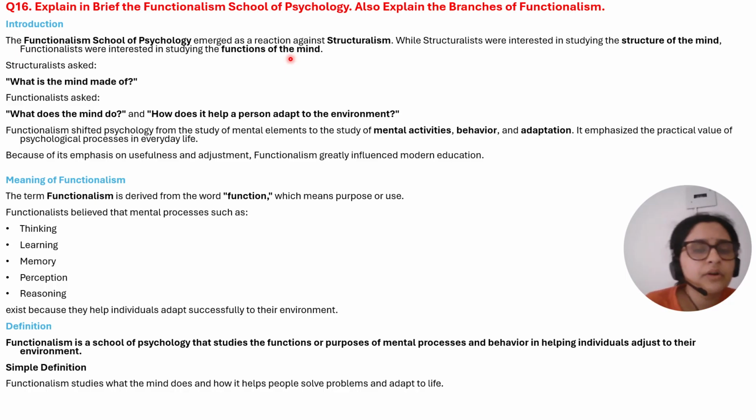Okay, so what's the meaning of functionalism? It is derived from the word function, which means purpose or use. Functionalists believe that mental processes such as thinking, learning, memory, perception exist because they help the individual adapt successfully to the environment. So they studied how the individual will behave in the environment. So this functionalism school will mainly study how a person will adapt to his environment.